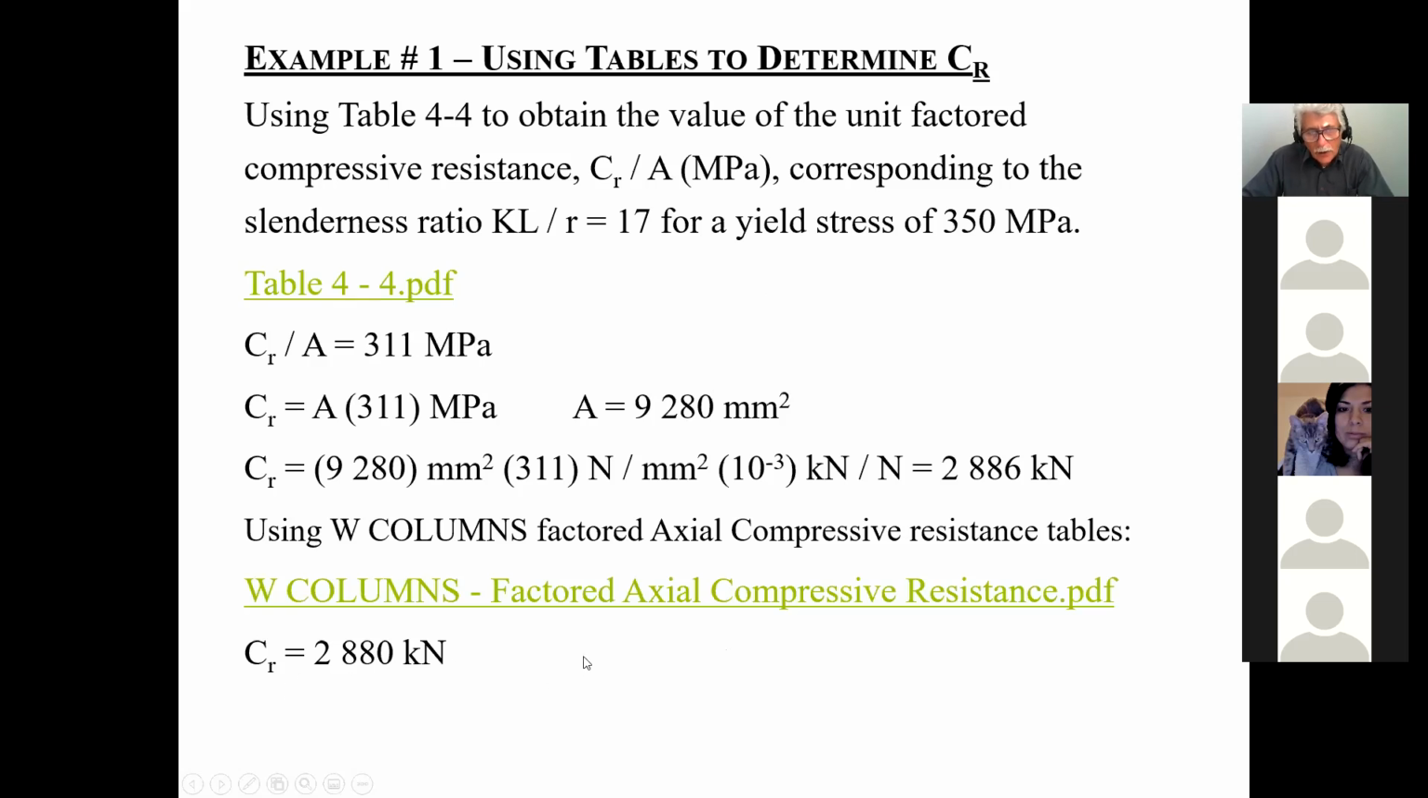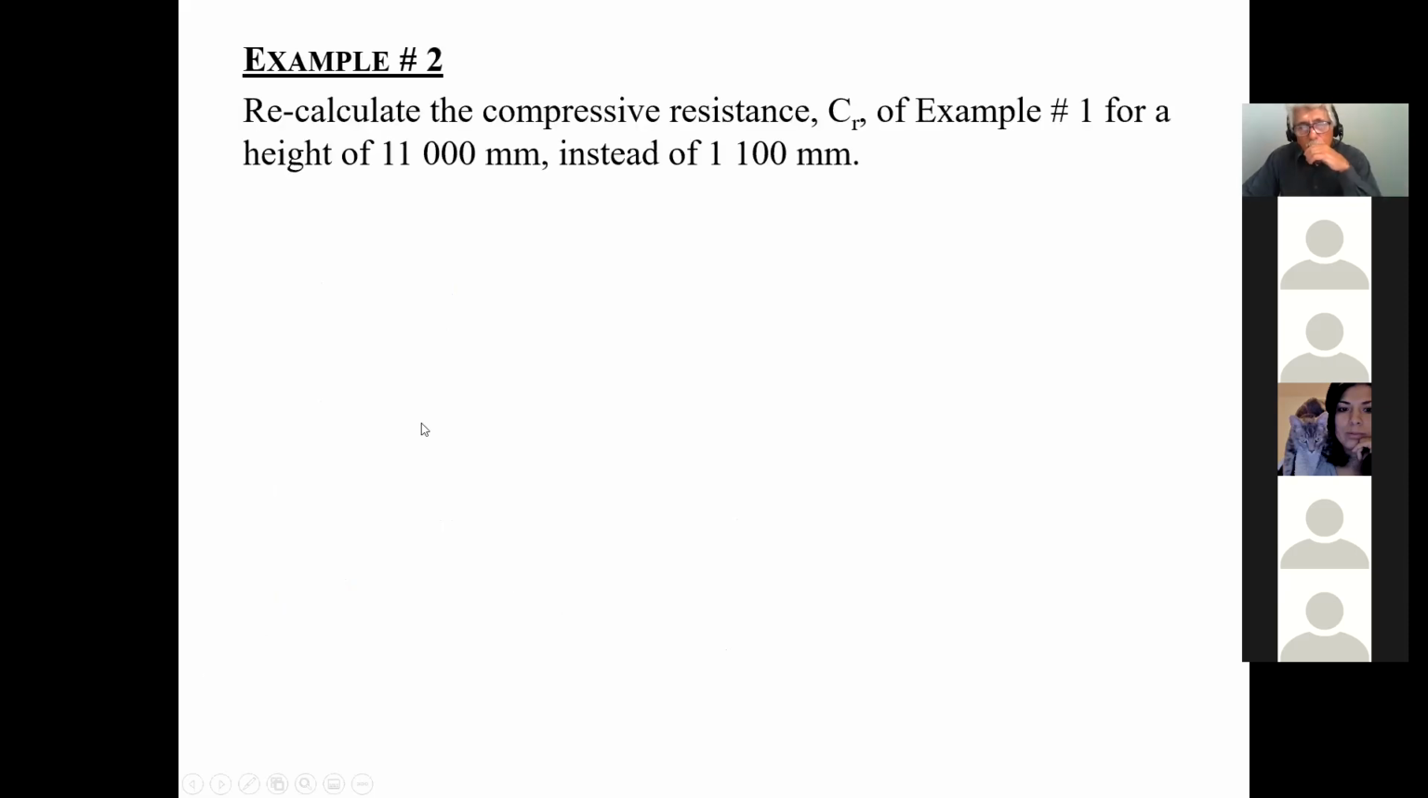And then here, if I know the shape, in other words, here I knew the shape, I knew the length, I was able to right away get the value of CR from that table. Now, what I'm doing here is I just want to show you what happens to the CR value when I go from 1,100 and make it 10 times longer, to show you how that drastically reduces the resistance. So recalculate the compressive strength CR for the height of 11,000 instead of 1,100, just to show you how length can drastically affect the CR value.